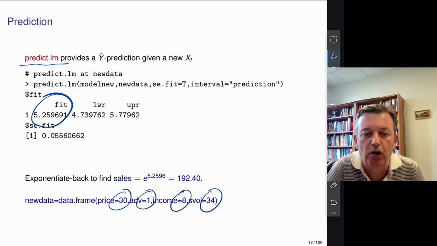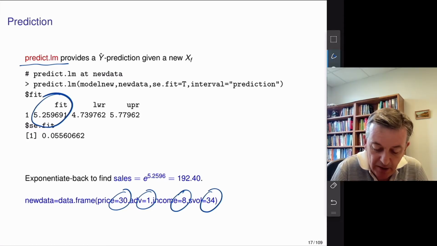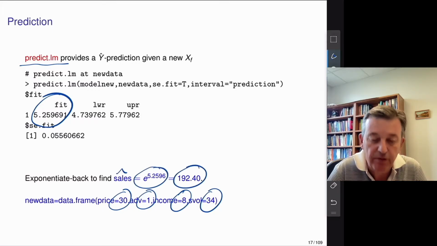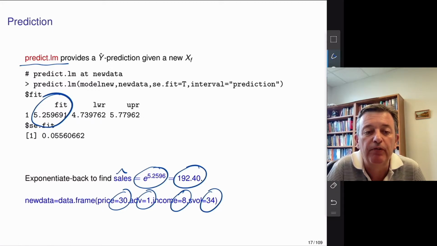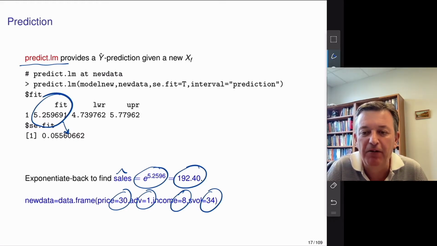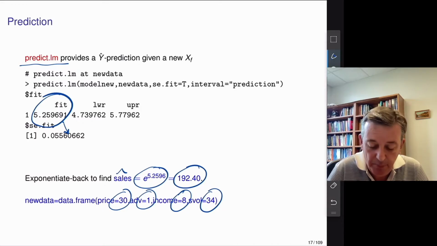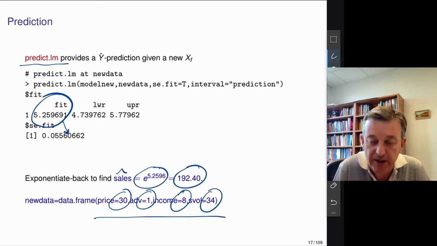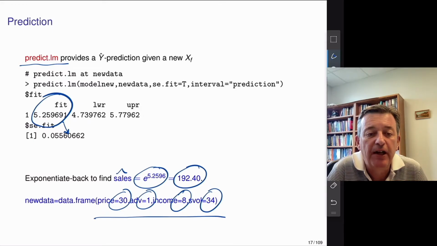Remember that that's on a log scale. So down here, what's my best guess at sales? It's e to the 5.25, which is basically 192.4. And together with my fitted value, every number in stats has its own standard error to say how accurately, with that model and data set, you've measured it. I've got a pretty accurate estimate of the fitted value on the fitted line, partly because I'm predicting pretty much in the center of my data. So the standard error of the fit is only 0.05.